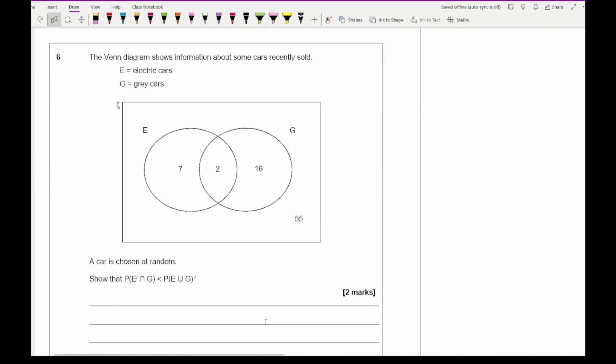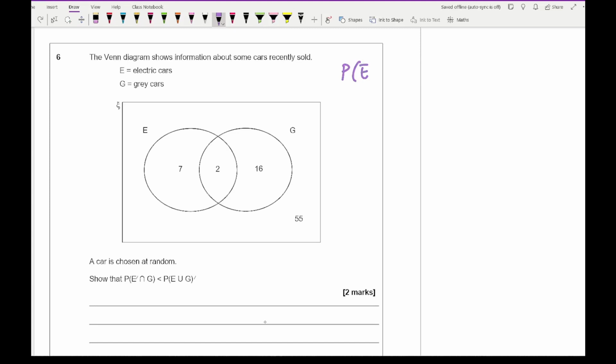Then moving on to question 6, it says that the Venn diagram shows information about some cars recently sold. E represents electric cars, G represents grey cars, and it says a car is chosen at random. Show that the probability of not E and G is less than the probability of not (E or G). So first things first, let's have a look at what these probabilities actually mean.